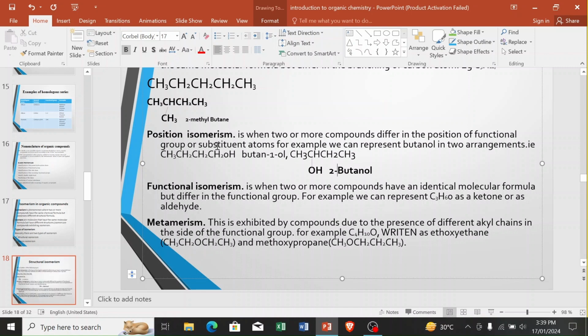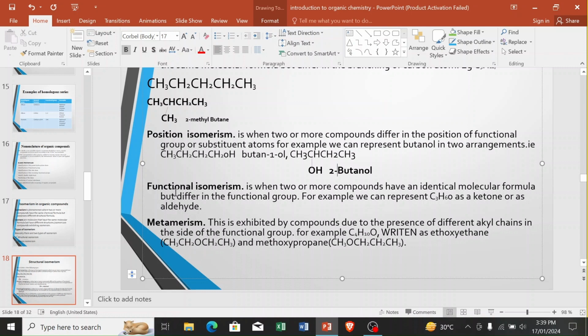That is position isomerism. An example of a position isomer. These are isomers of butanol. These are isomers representing position isomerism. And even alkenes, carbon to carbon double bond, can undergo position isomerism.